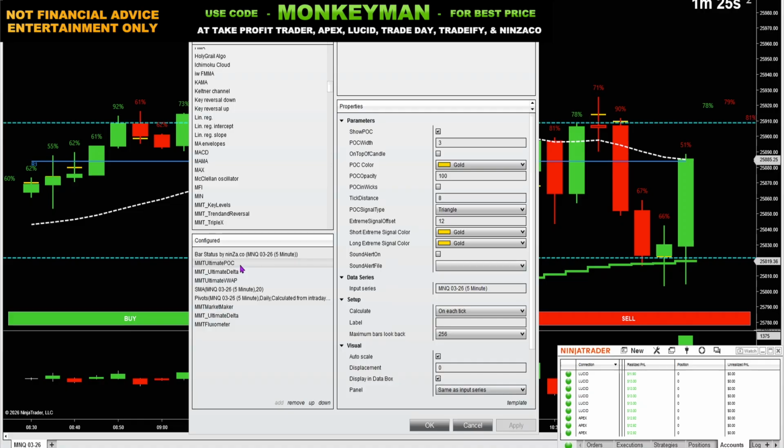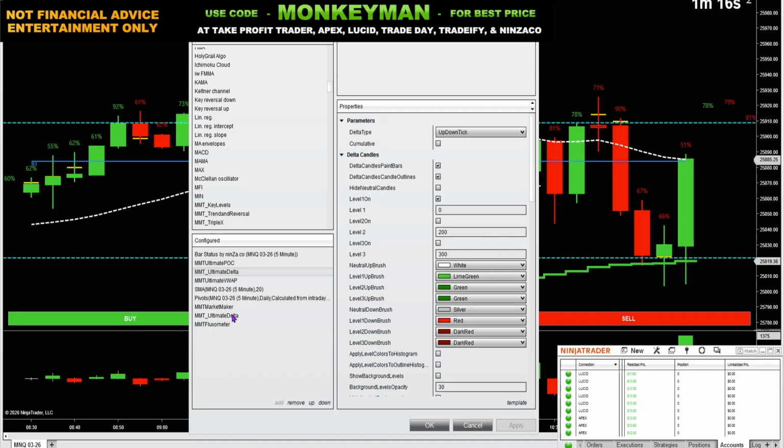I've got the MMT Ultimate POC. I have 2 instances of the Ultimate Delta. This instance is painting the bars and the outlines. So all of these candles are being painted by the Ultimate Delta. And I've got these special settings activated. I've got level 1 turned on. I've got level 1 set to 0.